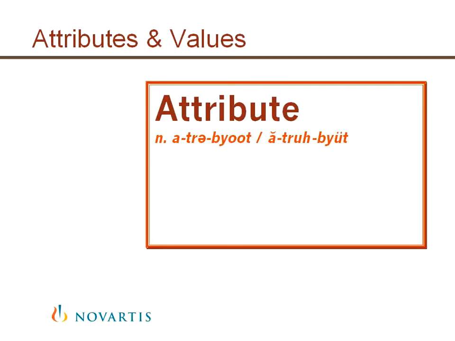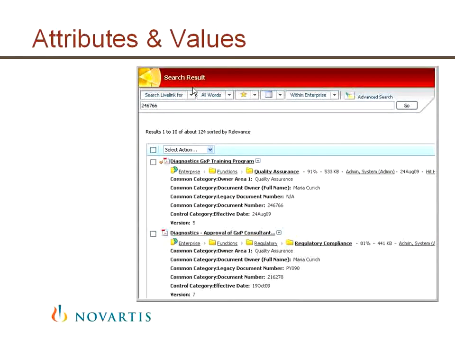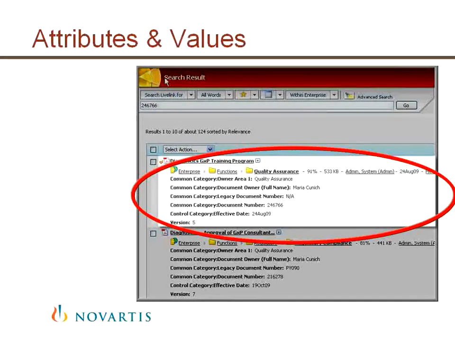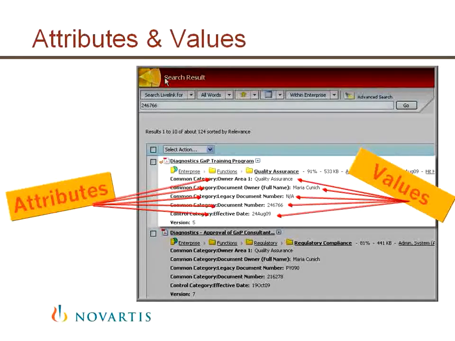What are attributes? Attributes are values provided by a document owner that describe a document, its contents, or the way it should be used. Here's an Atlas search. If we search for 246766, for example, we find this document. These are some of the existing attributes that document owners provide. Attributes have values, and Atlas returns the values of these attributes. These are examples of existing attributes and values. You will be providing additional values for new attributes.